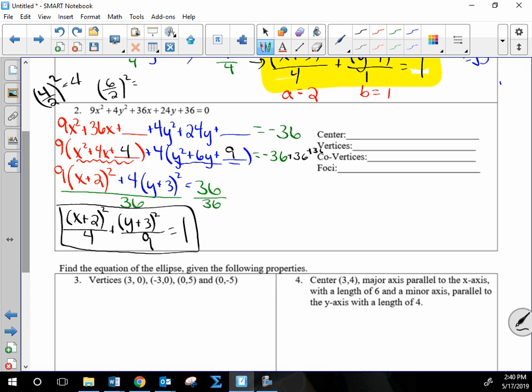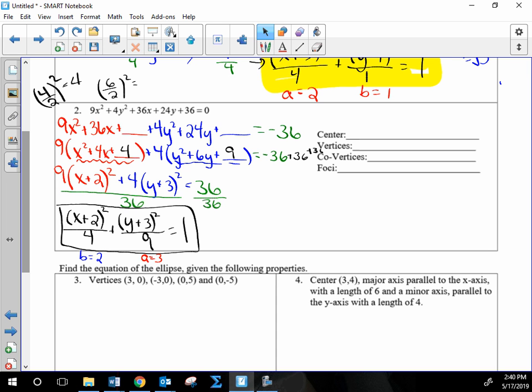I missed doing it. Okay, what is my a value? Remember, a is the bigger? 3. A will always be your bigger one. And so my b value is. Alright, I want you guys to go ahead and fill out your characteristics there, the center, the vertices, the co-vertices, and the foci.